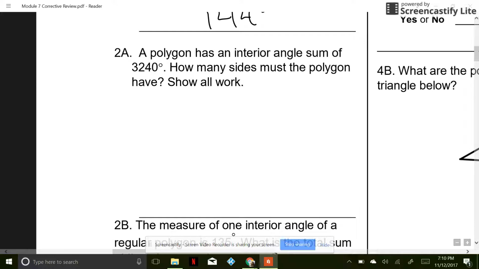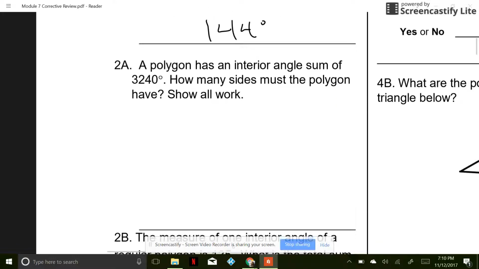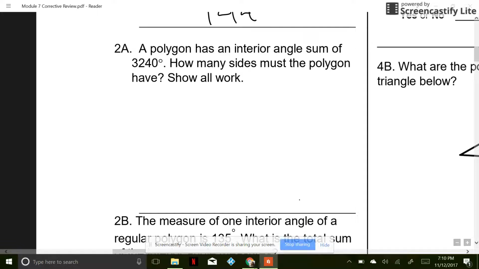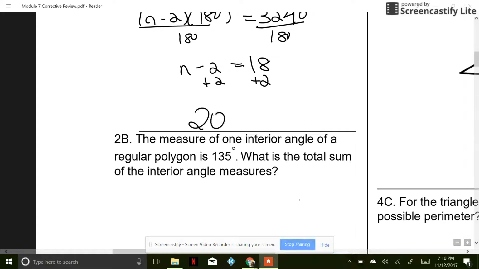A polygon has an interior angle sum of 3240. How many sides must the polygon have? We're going to use the same formula from up here, (n minus 2) times 180. This time we know what it should equal. So (n minus 2) times 180 should find the sum, which we happen to know is 3240. That means we'll divide both sides by 180. That'll leave us with n minus 2 is equal to 18. So we have to add 2 to both sides to get that this polygon has 20 sides.